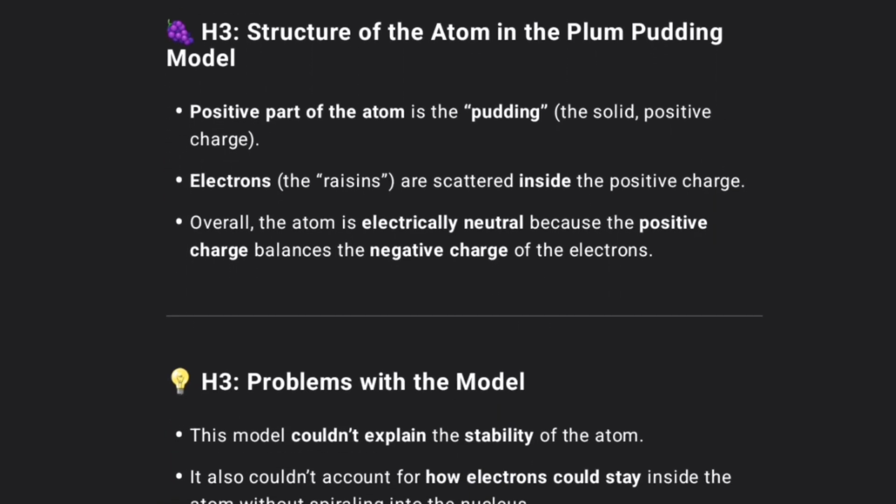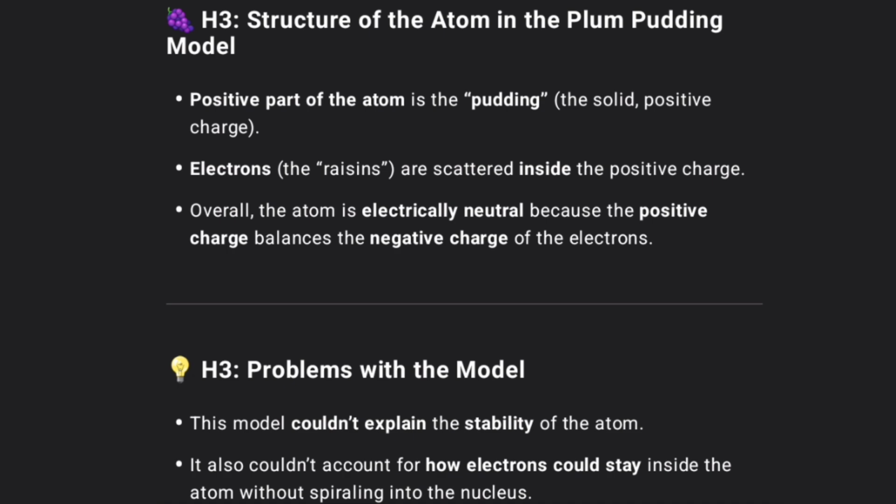Structure of the atom in the plum pudding model. The positive part of the atom is the pudding, the solid positive charge. Electrons, the raisins, are scattered inside the positive charge. Overall, the atom is electrically neutral because the positive charge balances the negative charge of the electrons.